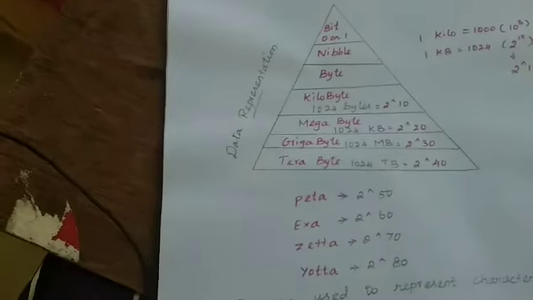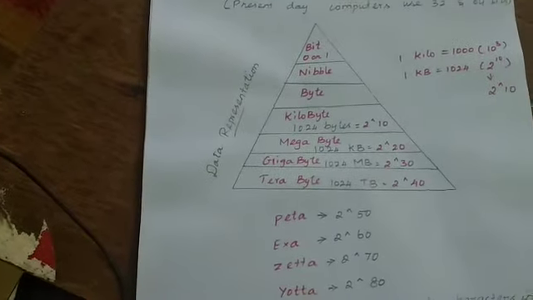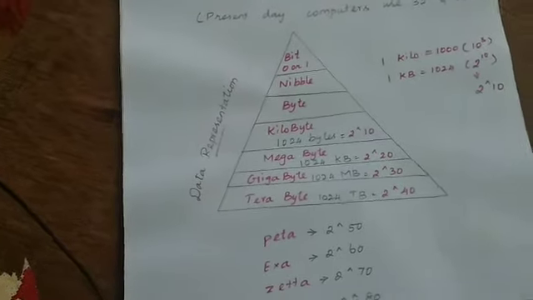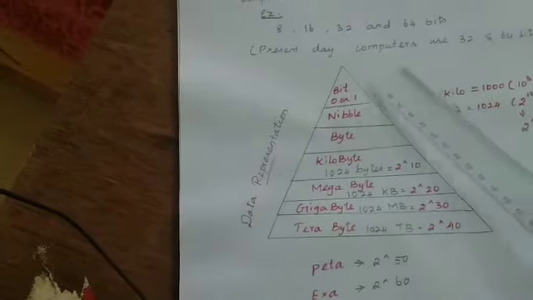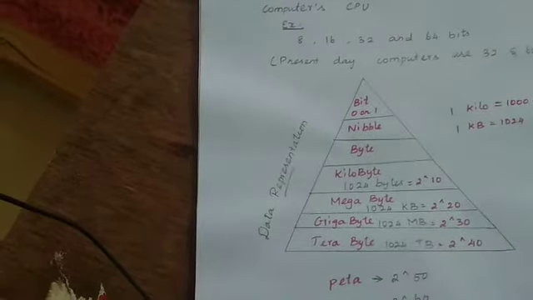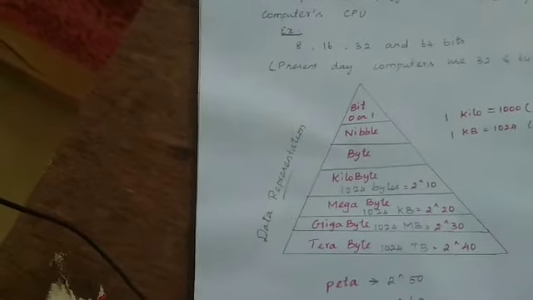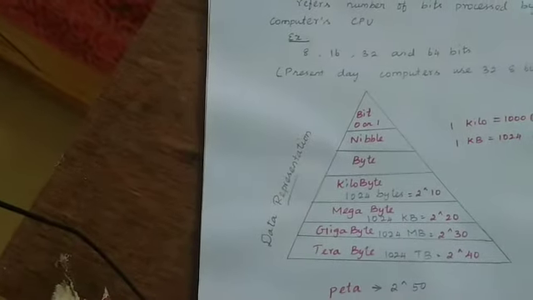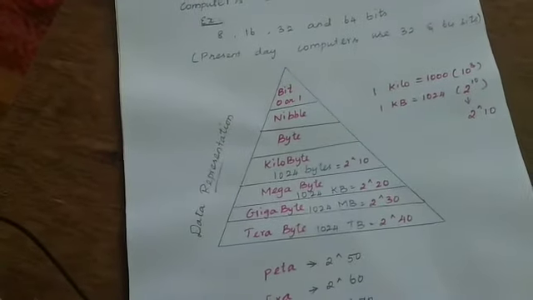And next one, we have to know how to represent the data. We already know bit, nibble, byte. Bit means zeros or ones. Zeros and ones are called bit. Nibble. What is meant by nibble? A collection of 4 bits. A collection of 4 bits is called a nibble.